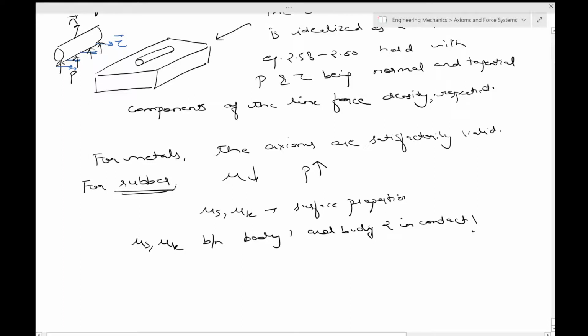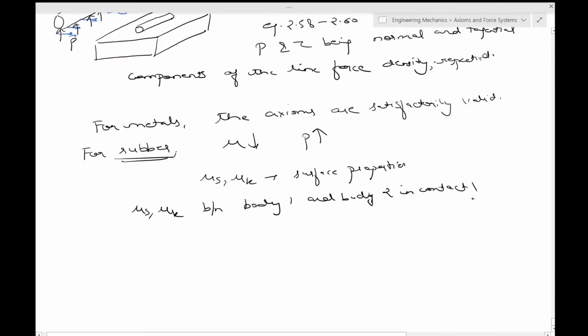Okay, now if you have the P in this direction and say tau in this direction, you will have a resultant Q. This is in the direction N. Say this is the resultant Q.